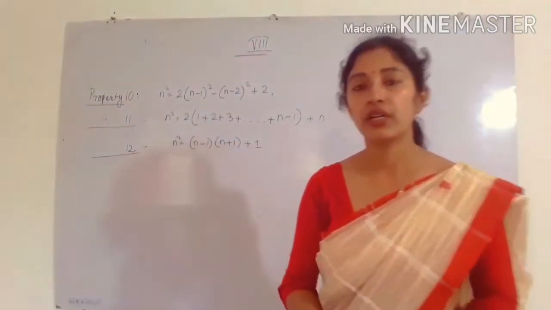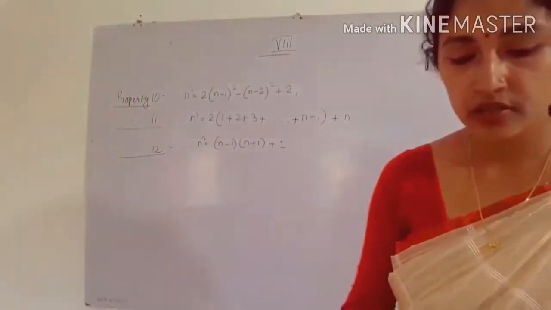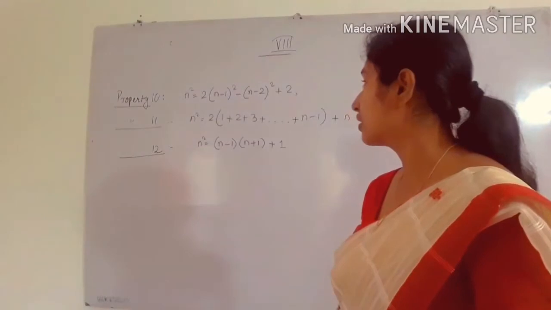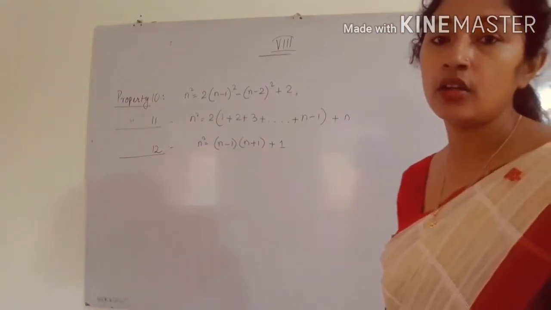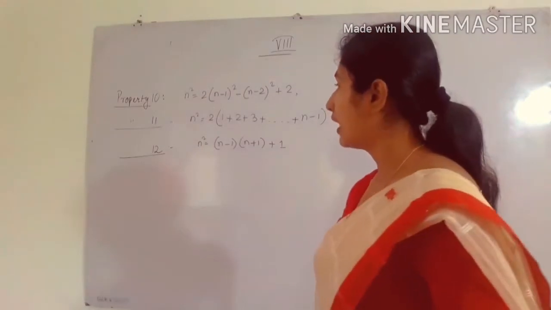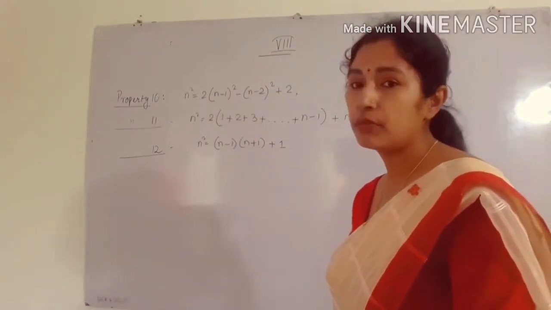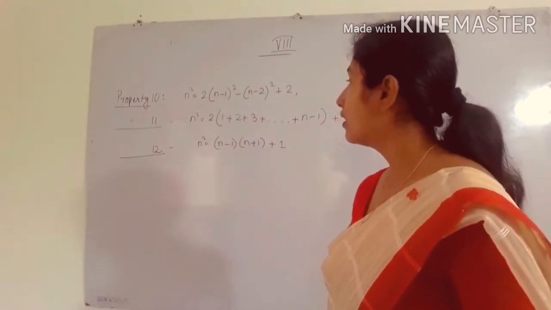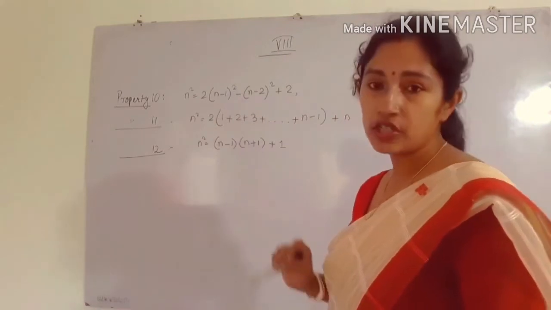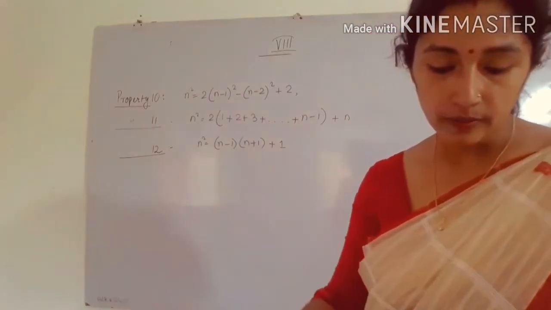So next is property number 10, 11 and 12. These three properties have an expression, and this expression is true for any value of n. If you put any value of n, whether in 10, 11 or 12, the left hand side will be equal to the right hand side. That is very simple. You can put values and check easily. There are some examples you can also do, so I am not doing it.